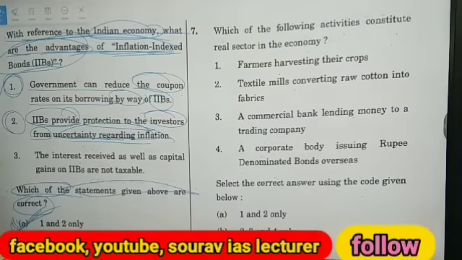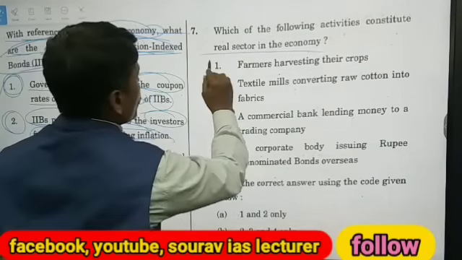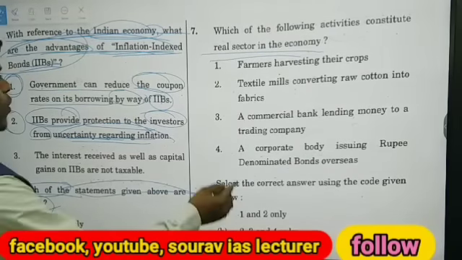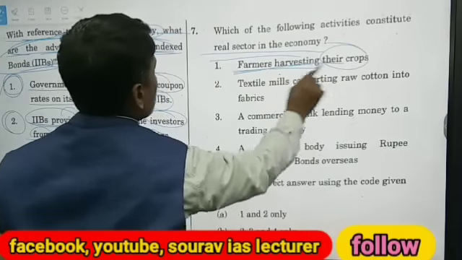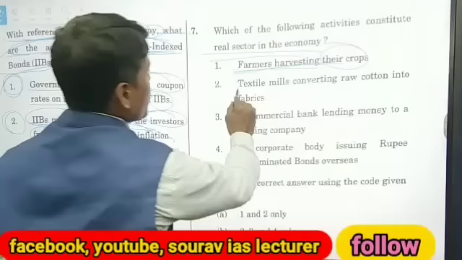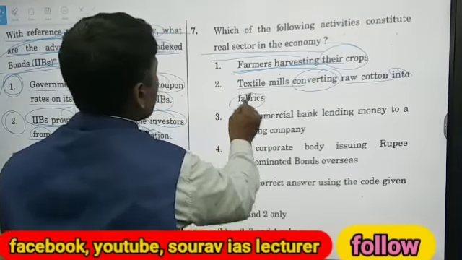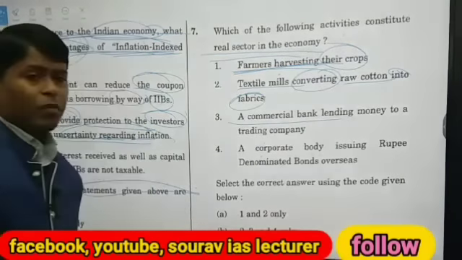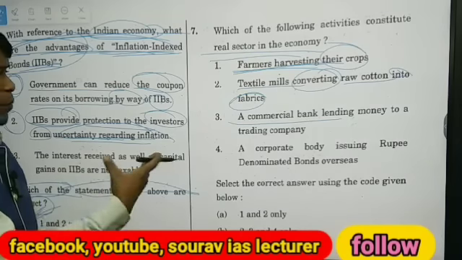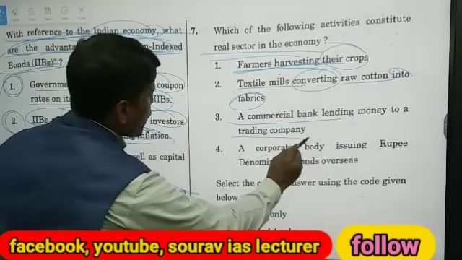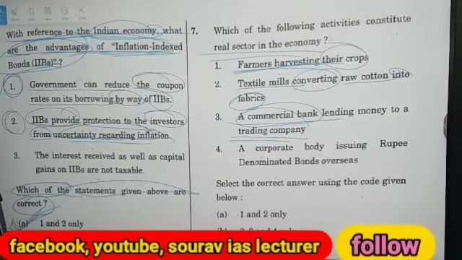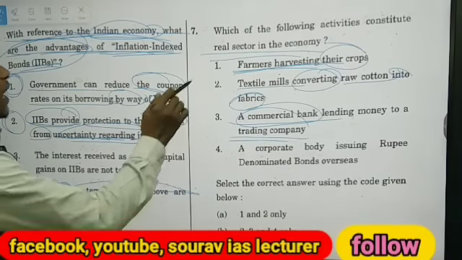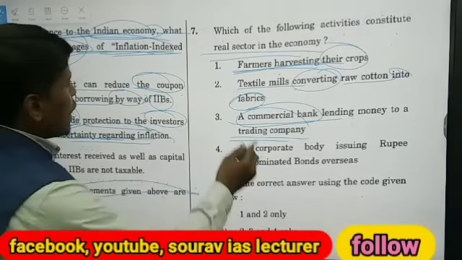Which of the following activities constitute the real sector in the economy? One, farmers harvesting their crops, that is the agriculture sector. Two, textile mills converting raw cotton into fabric, that is the industries sector. Three, a commercial bank lending money to a trading company, that is the banking sector.